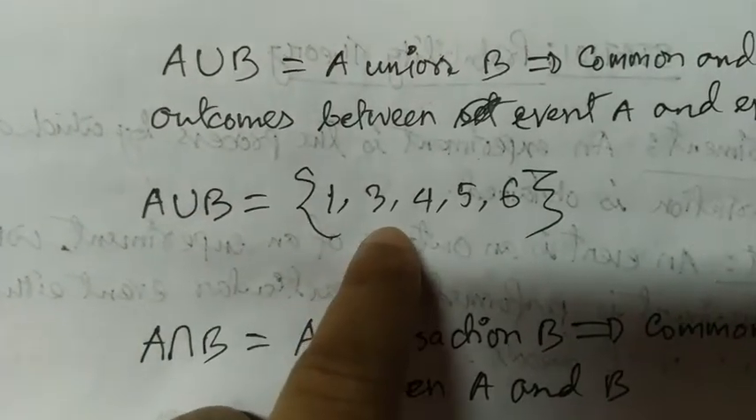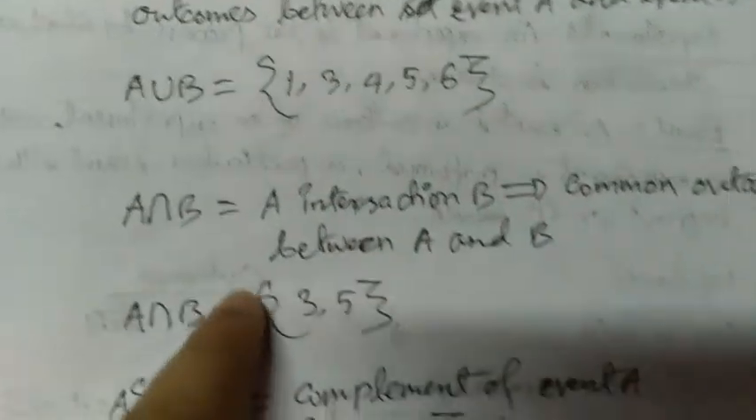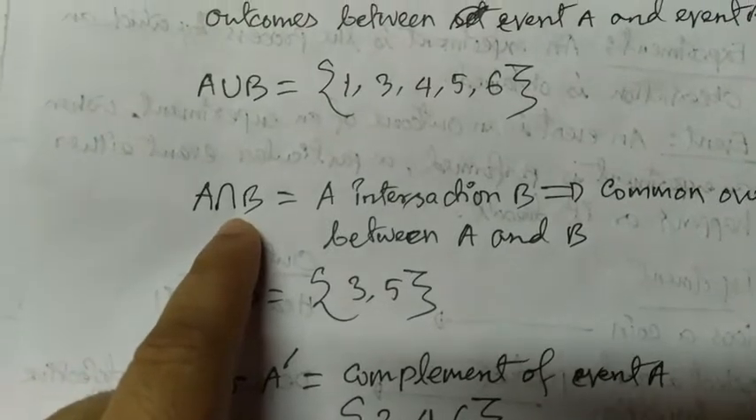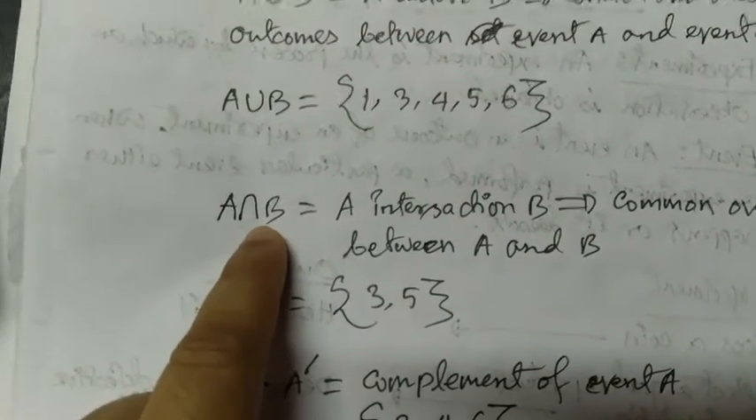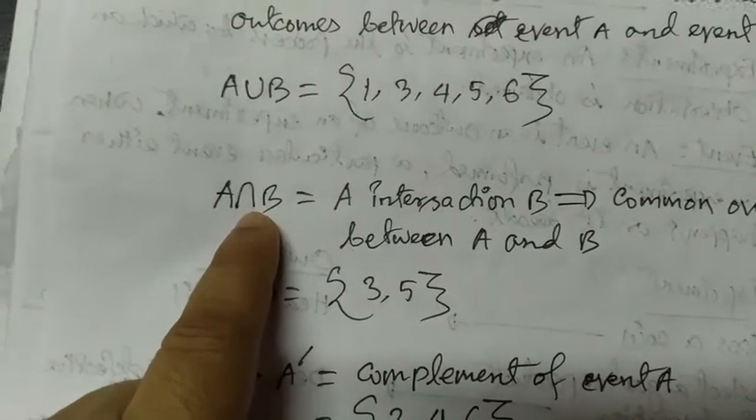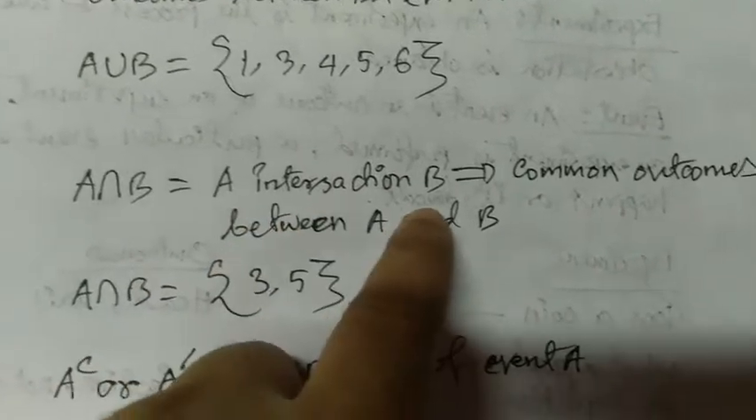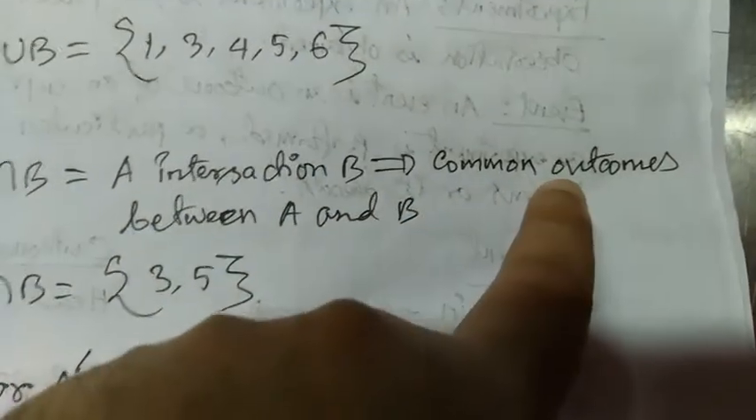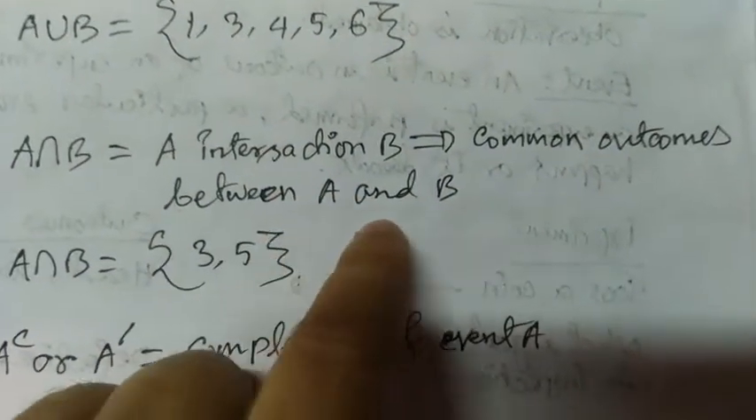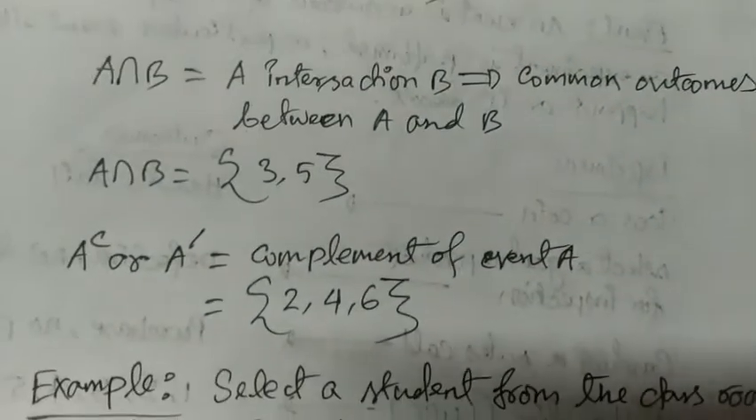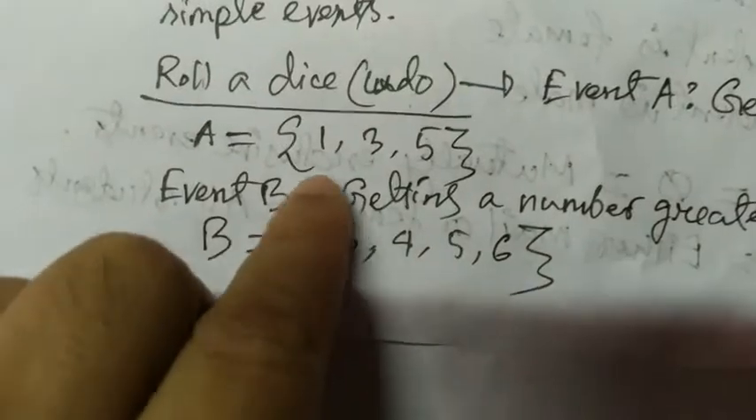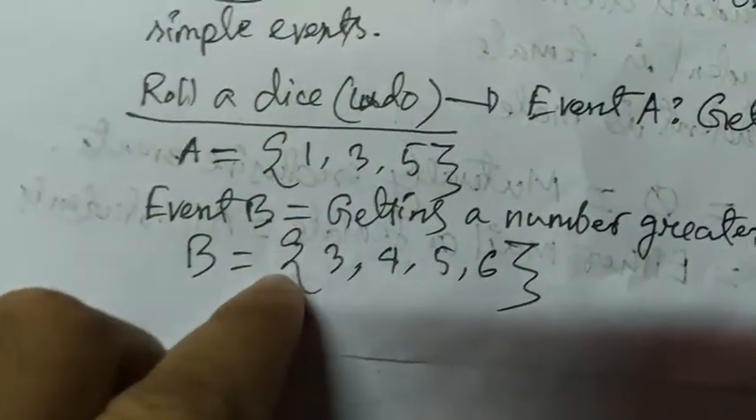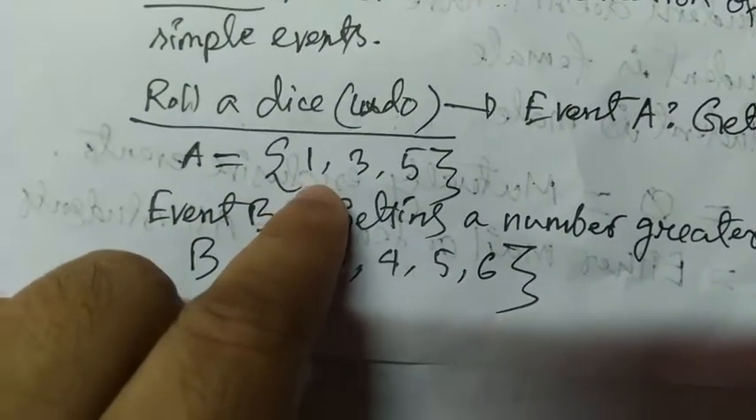So that means A union B will be 1, 3, 4, 5, 6. Now this one is A intersection B. This sign is called intersection. So A intersection B means we will take only common outcomes between A and B. Intersection means only common things. So let's see what we have in common between event A and B.